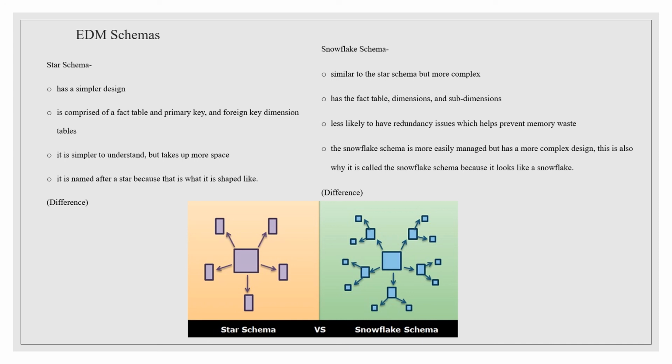I would suggest the star schema because even though there is a higher chance of redundancy and it is harder to maintain, it is simpler.